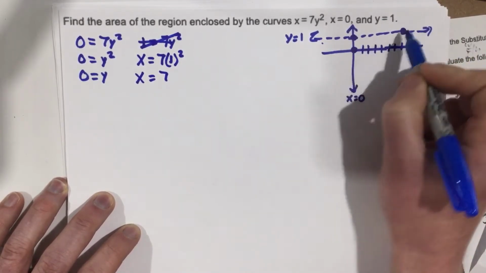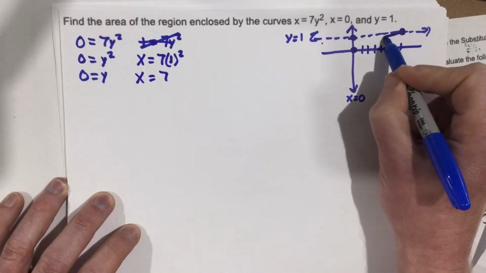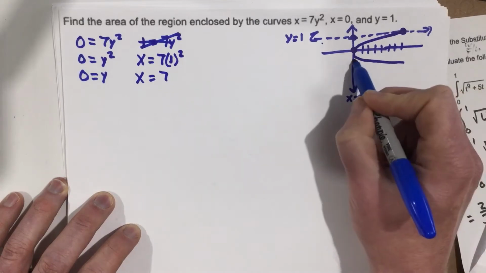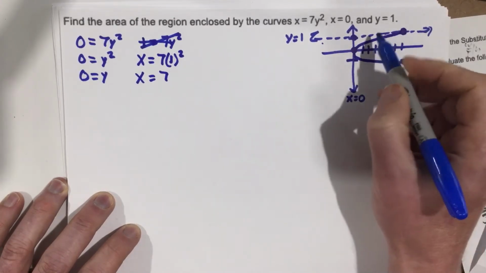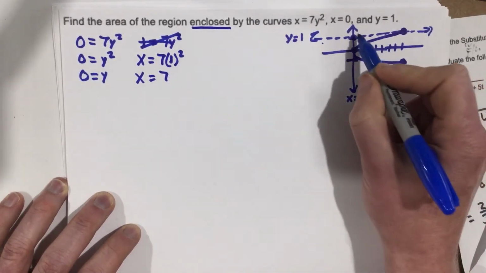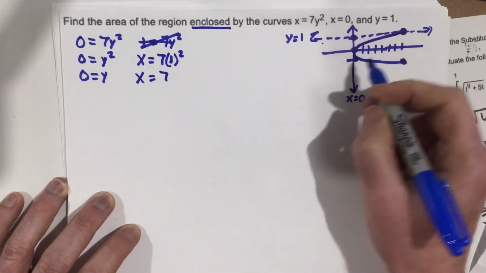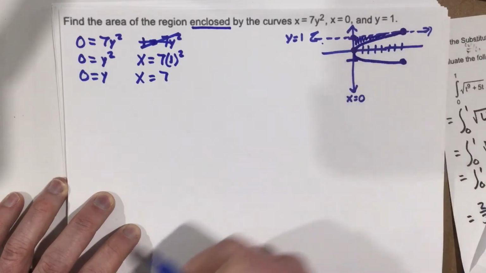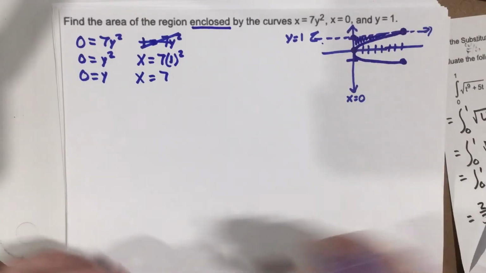So if it's a sideways parabola, which is what this looks like, this function would look like this. And we're looking for the area enclosed, right? It says enclosed. So x equals 0 is here, y equals 1 is here. We're looking for this area right in here. That's the area that we want to find. How do we do it?